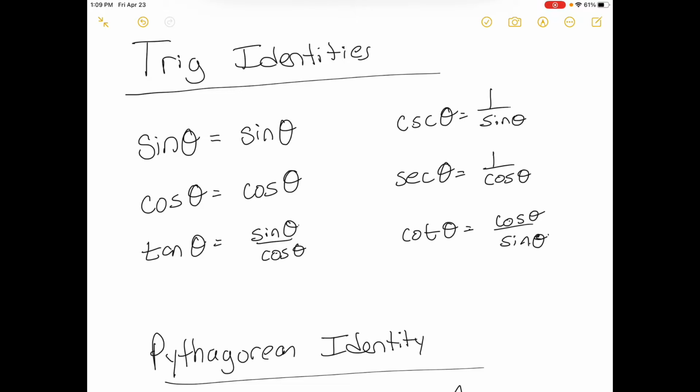And also you need to note if you see tangent squared, that's the same thing as sine squared over cosine squared. Or secant squared is 1 over cosine squared, or cotangent squared is cosine squared over sine squared.